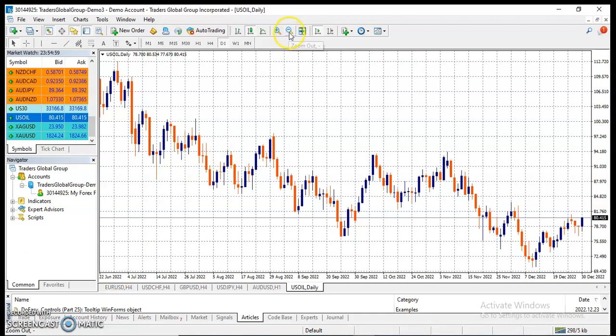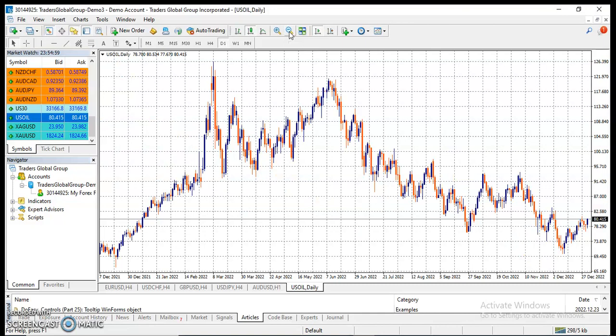If I zoom out a little bit, it compresses the time much more. Now we can even go back in time to December 2021. This is December 2021 all the way to December 2022. Now this is telling you exactly what happened in a whole year.